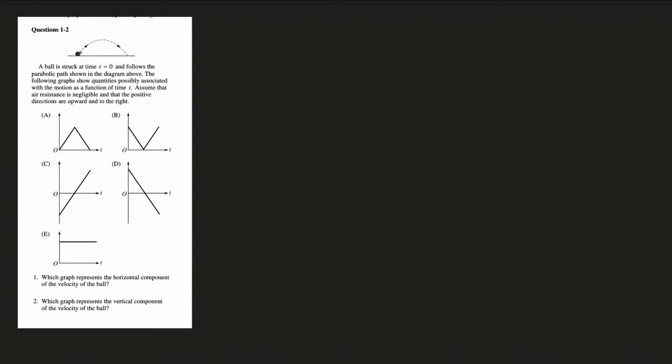We know that the only force acting on this object as it follows this path is the force of gravity, so that's going to be directed downward on this ball. That means the only component of velocity that's going to be affected is the vertical component. The horizontal component is always going to stay constant. If we launched it with some velocity at an angle theta from the horizontal, this component will always stay constant. Looking at our options, A shows the velocity increasing and decreasing. That would imply there's acceleration in that direction.